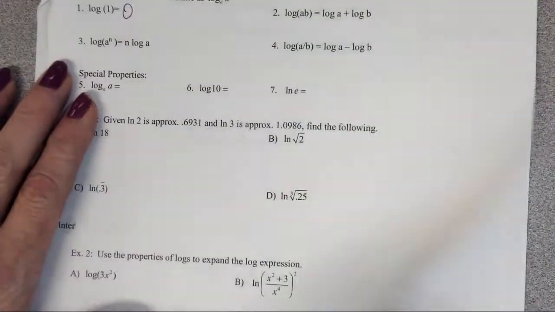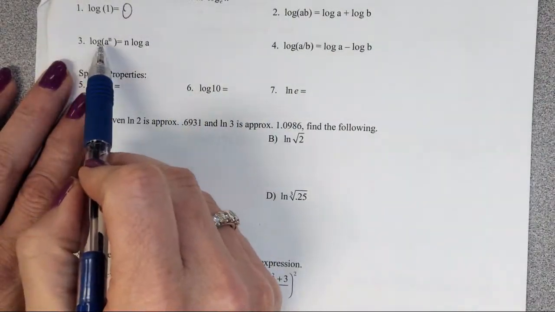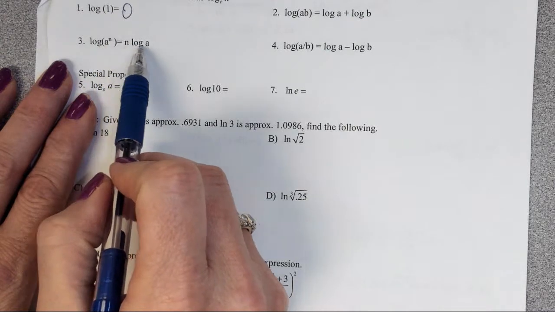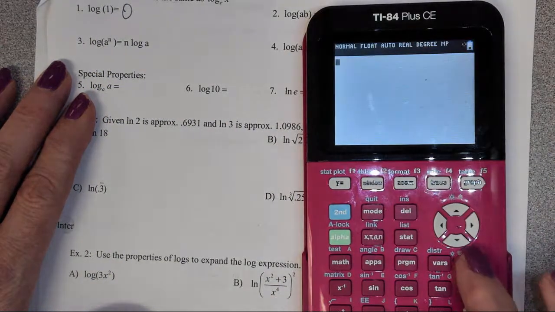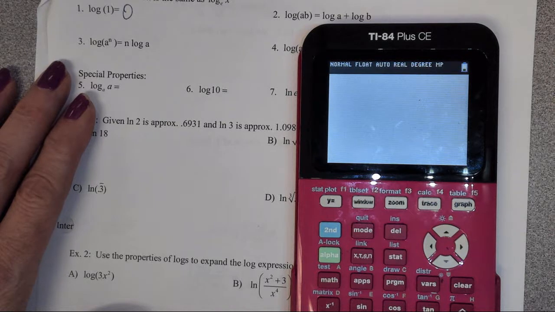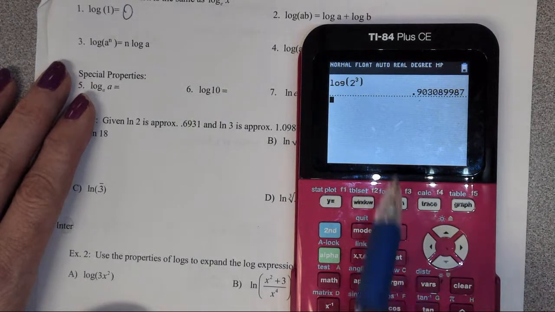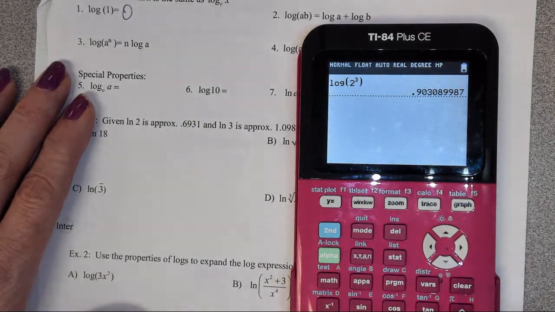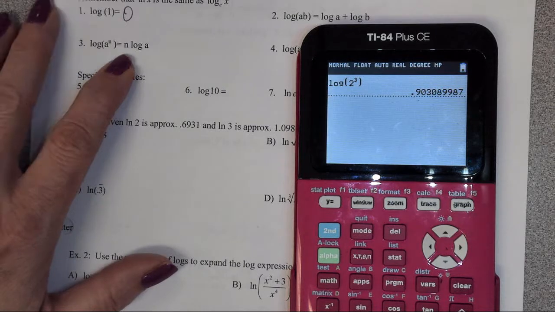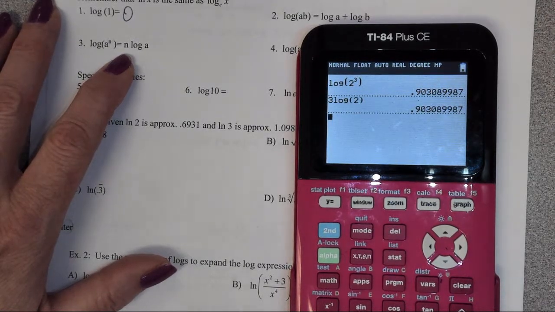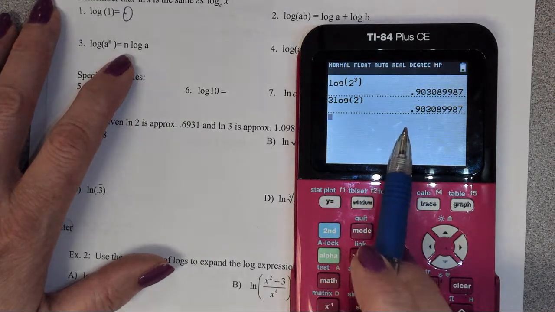On the next one, log a to the n is n log a. So look at this one. This would be as if we have log, say 2 to the third. Look at how that's the same thing as bringing that 3 down in front. Same thing as 3 log 2. See how they're exactly the same answer.